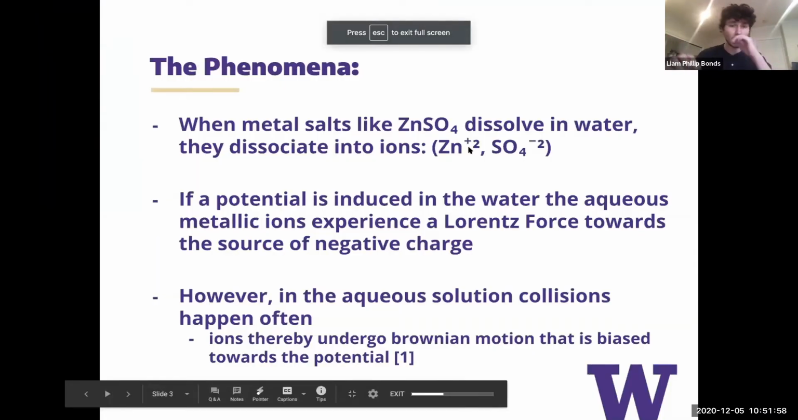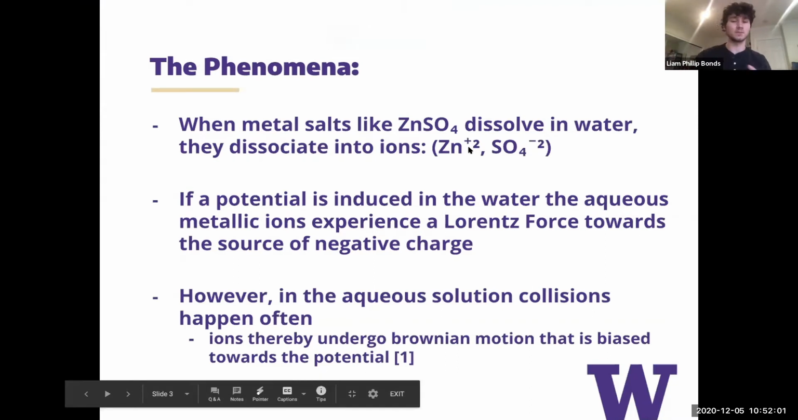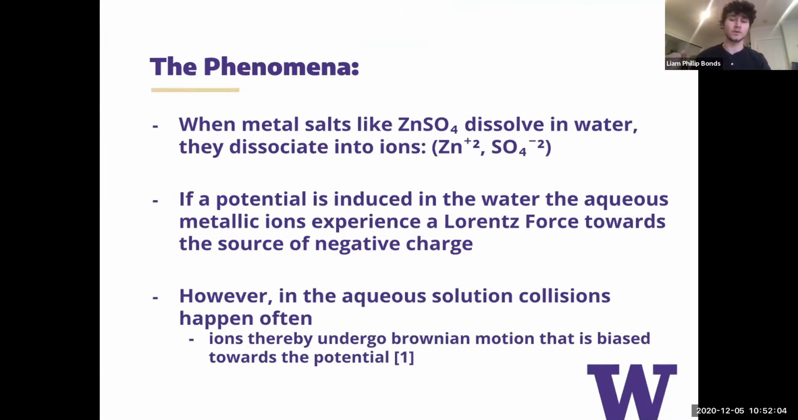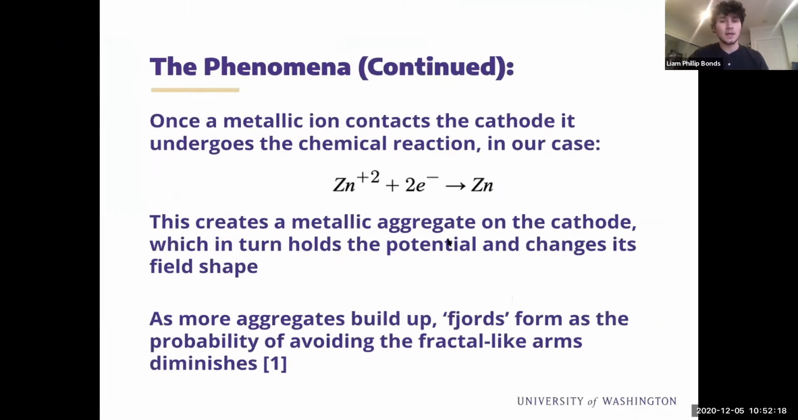Okay, we're back. And so if a potential is induced, then you experience a Lorentz force on the ions towards your negative charge. And so since it's in an aqueous solution, the ions are actually going through Brownian motion. And so there's a lot of collisions, and it's not directly towards the center seed. And so once a zinc ion actually hits the cathode in this case, it undergoes a phase transition and aggregates onto the cathode. And as these aggregates build up, there's fjords that form because the probability of avoiding these arms that are built up actually diminishes as they grow.